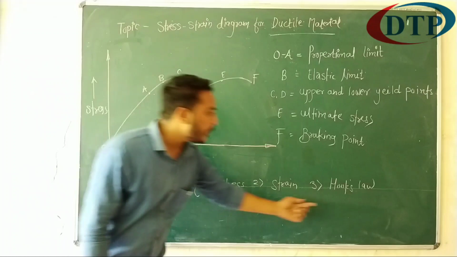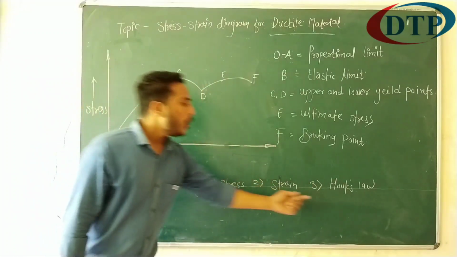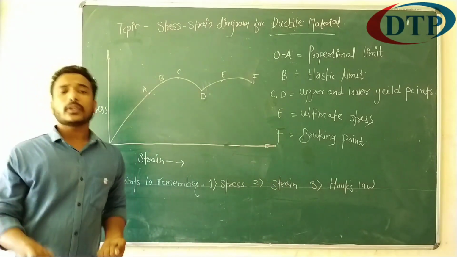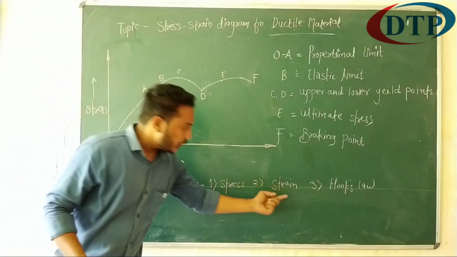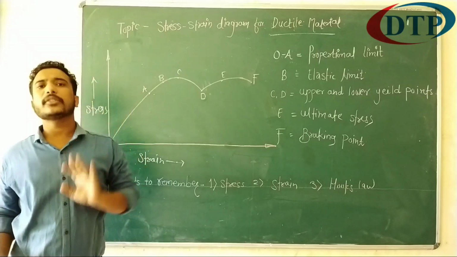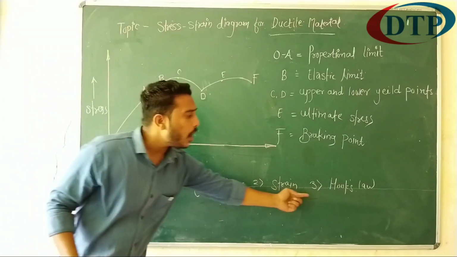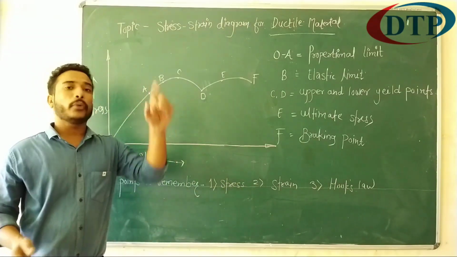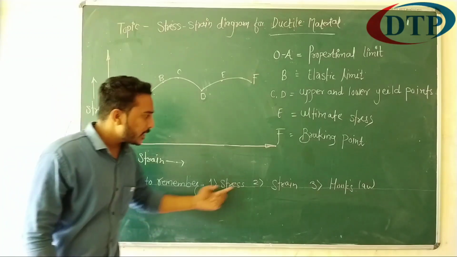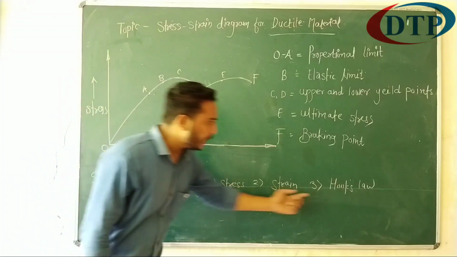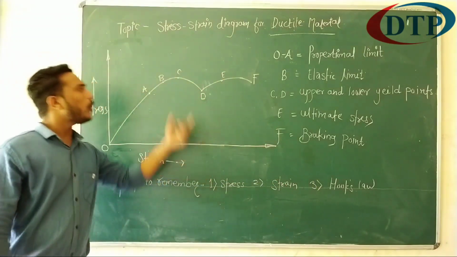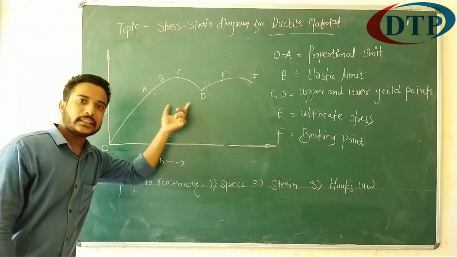And the last point we require to know this concept is Hooke's law. What is Hooke's law? Hooke's law states that within elastic limit, stress to the strain ratio is constant. For elastic material, within elastic limit, stress to the strain ratio is constant. Okay, these basic three terms are required to know for knowing this diagram.